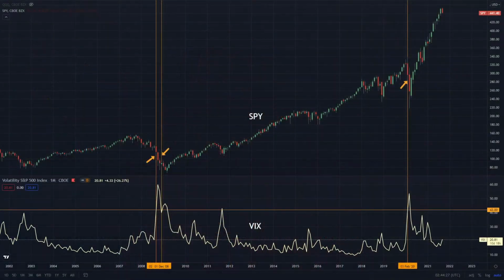In this chart, I've plotted SPY along with VIX over the past 19 years on a monthly chart, and we can see that there were 3 instances where VIX went above 42, twice during the 08-09 global financial crisis and once during the start of COVID-19 pandemic.